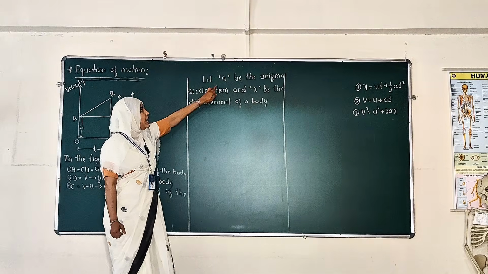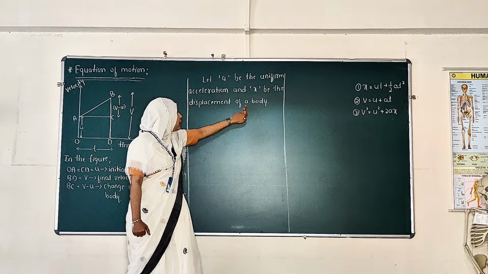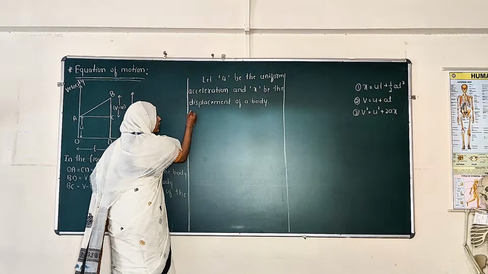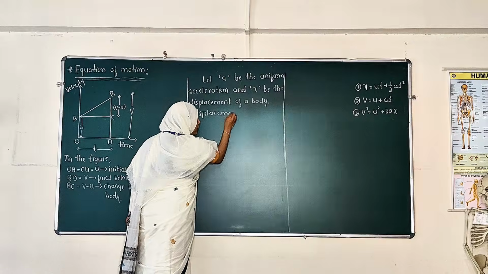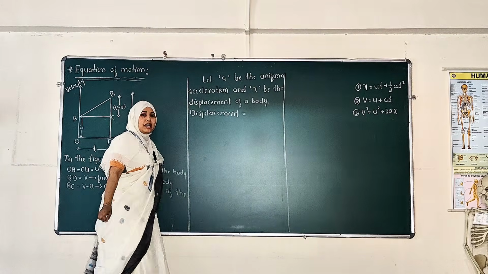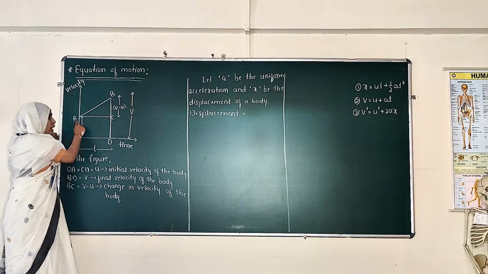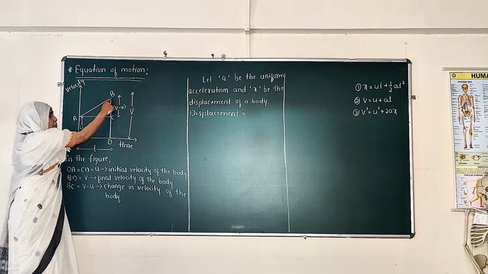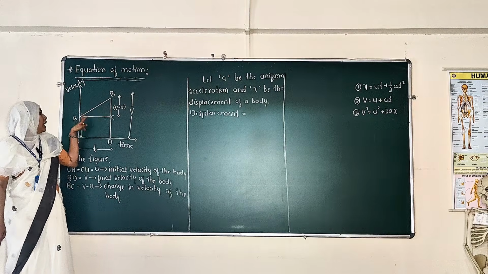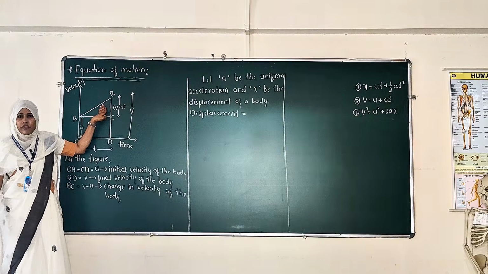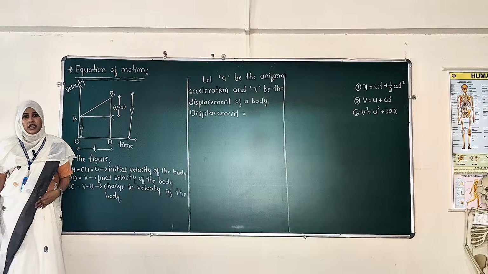For this, first I will take a to be the uniform acceleration of the body and x to be the displacement of the body. Here we are calculating the displacement. I will write displacement of the body is equal to, clearly observing, there are two geometric shapes. One is a rectangle which is OACD and one is a triangle which is ABC. We have to calculate the area under the VT curve, that is area of the rectangle plus the area of the triangle. If we calculate the area of the rectangle plus the area of the triangle, then easily we will get the displacement.